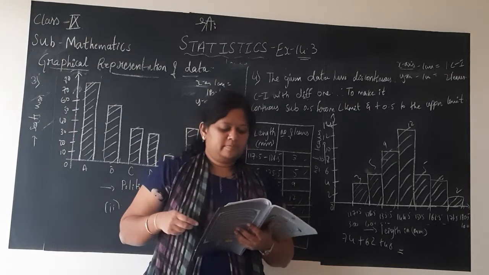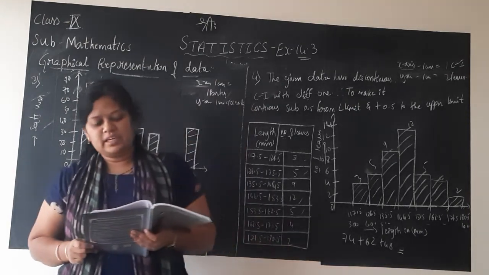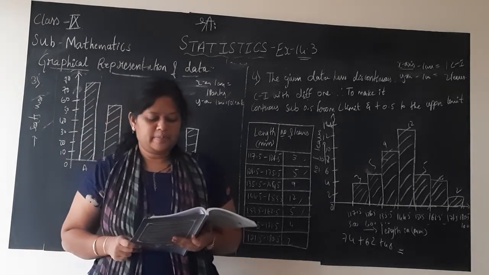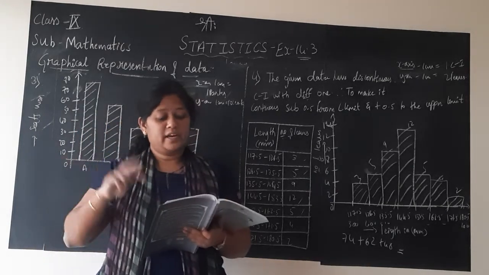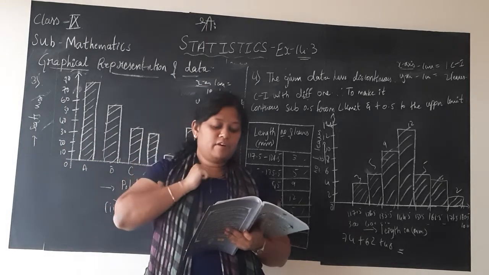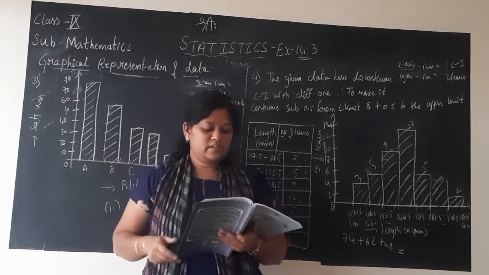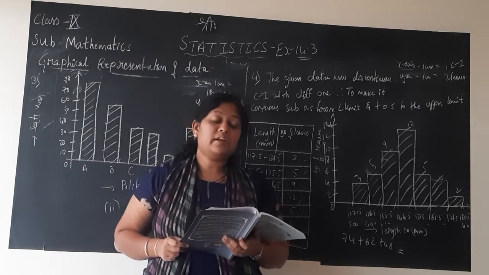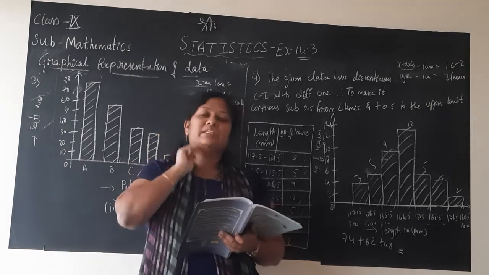Sixth question. The following table gives the distribution of students of two sections according to the marks obtained by them. Section A, Section B, two sections are there. Marks in the form of class interval and frequency also is given. Represent the marks of the students of both the sections on the same graph by two frequency polygons.